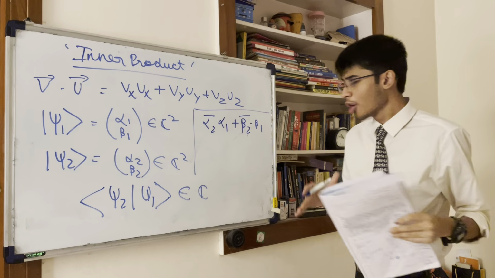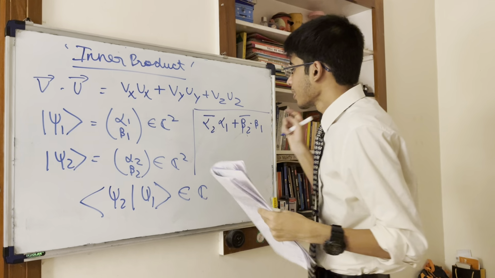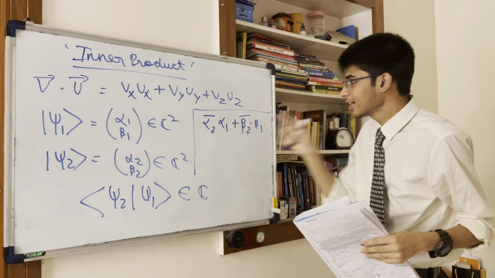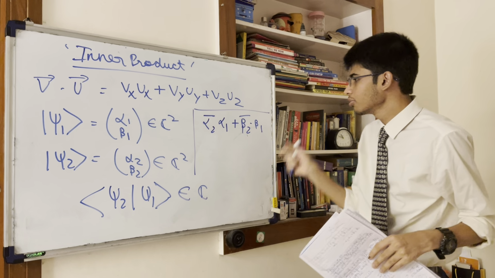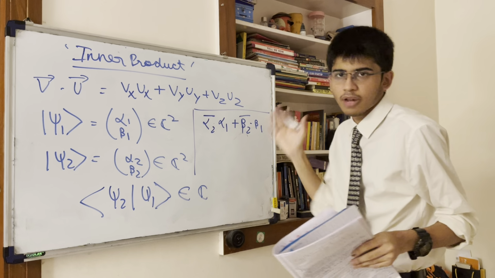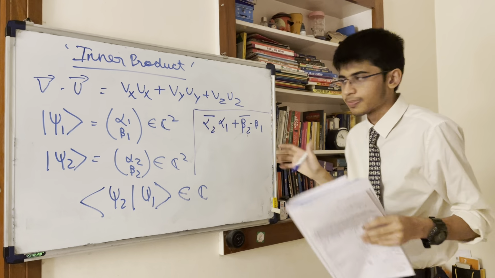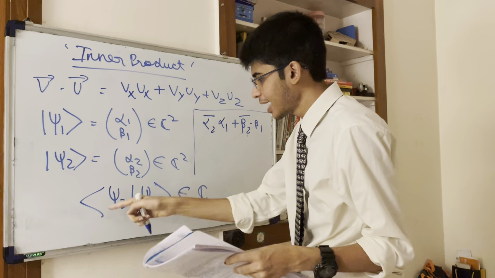Now I'm sorry to rush it through, but there's a lot to cover, so I'm rushing a little bit. But this means that when we're taking the conjugate of alpha 2, the conjugate of beta 2, and multiplying it with alpha 1 and beta 1, we're not taking alpha 2, beta 2 directly, we're taking the conjugates. So this is psi 2 with psi 1.